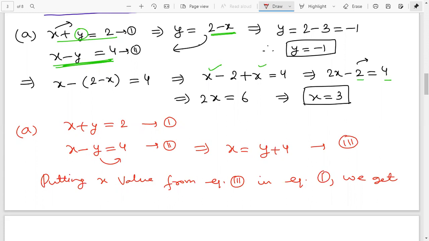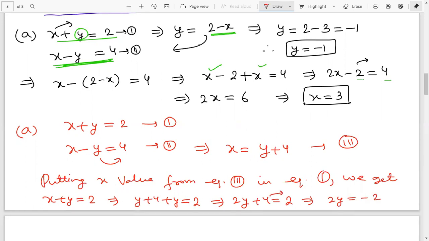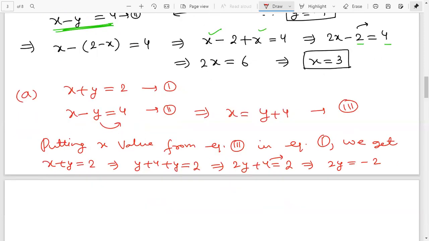Now with one line we can write like this: x plus y is equal to 2 from equation 1. So x value is y plus 4, plus y equal to 2, and y plus y is 2y. So 2y plus 4 equal to 2, and the 4 will go to the right hand side. 2 minus 4 is minus 2. So y is basically equal to minus 1. So one value we got, y value minus 1.